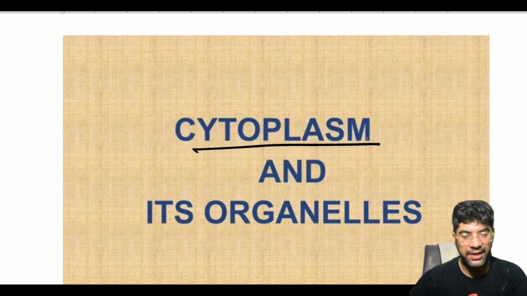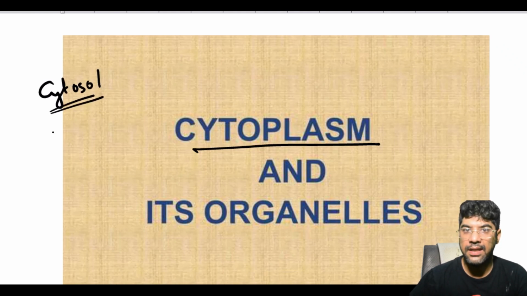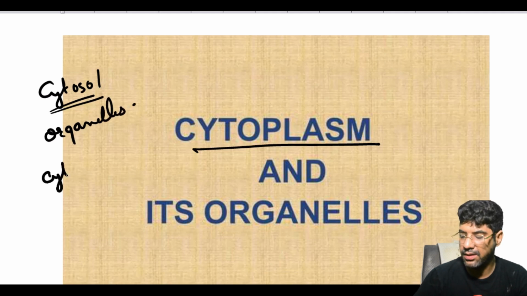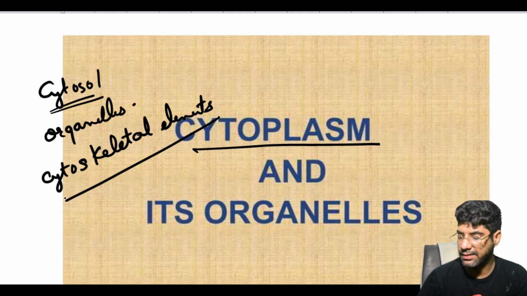Now coming to the cytoplasm and its organelles. The cytoplasm is the jelly-like fluid that fills the cell and surrounds the nucleus. It includes cytosol, the liquid component, organelles, and cytoskeleton elements. The cytoplasm is where most of the cell's metabolic processes occur.